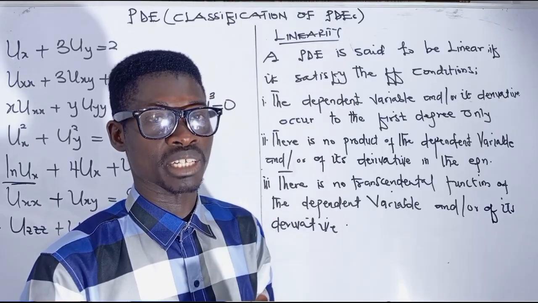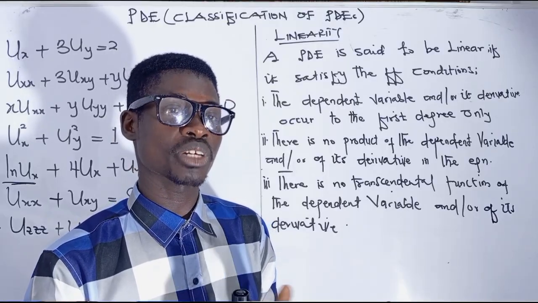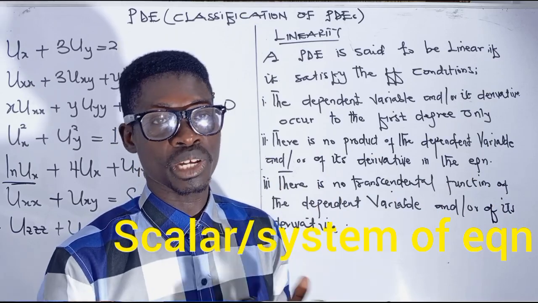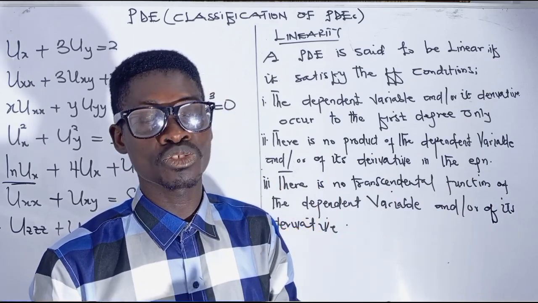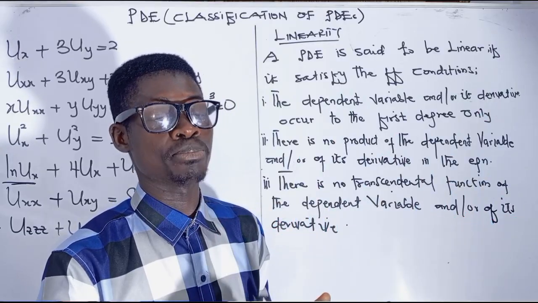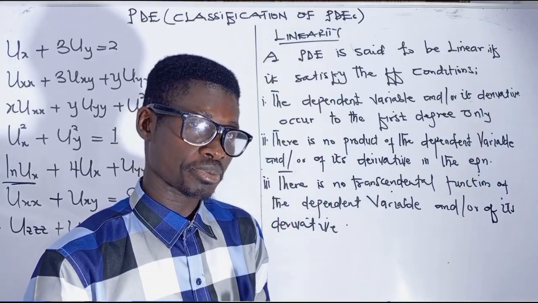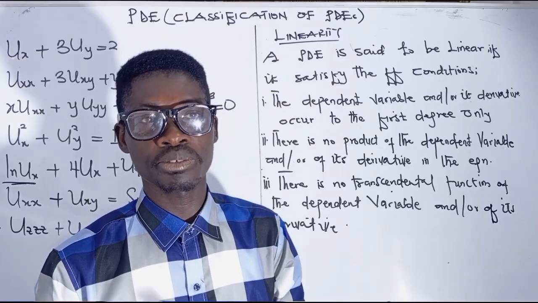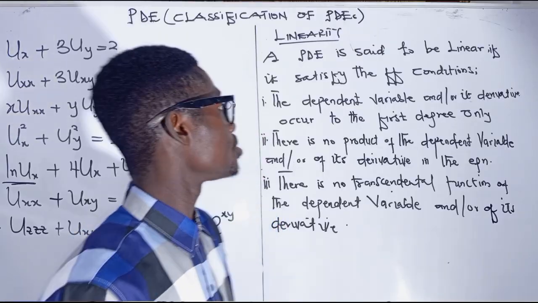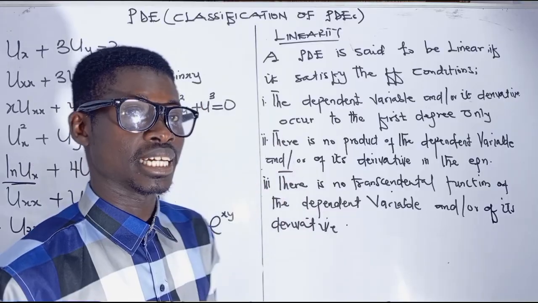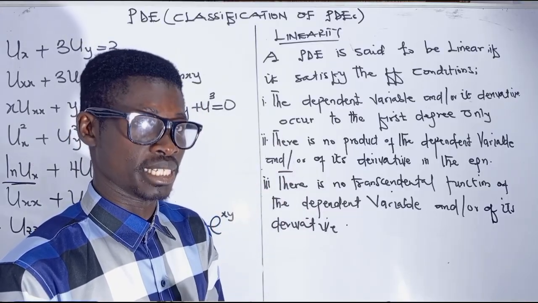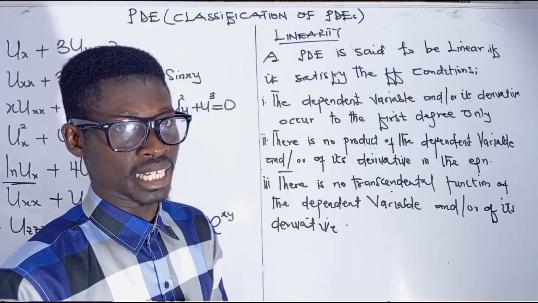These are not the only classifications of PDEs. We can also classify PDEs according to their scalar or systems of equations. We can also classify PDEs according to their evolution or stationary, that is, whether it depends on time or not. As I said, for the purpose of today's lesson, we are going to concentrate our focus on the linearity, homogeneity, and then the order of the PDE. So let's start with the linearity.